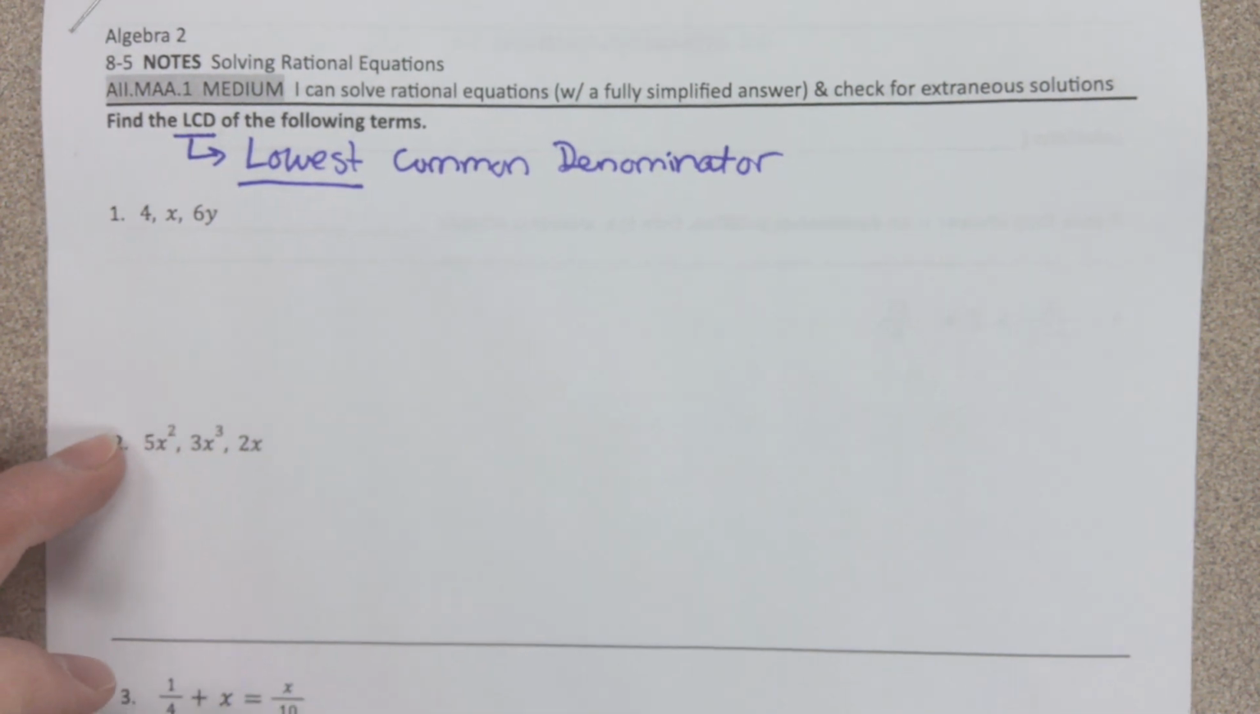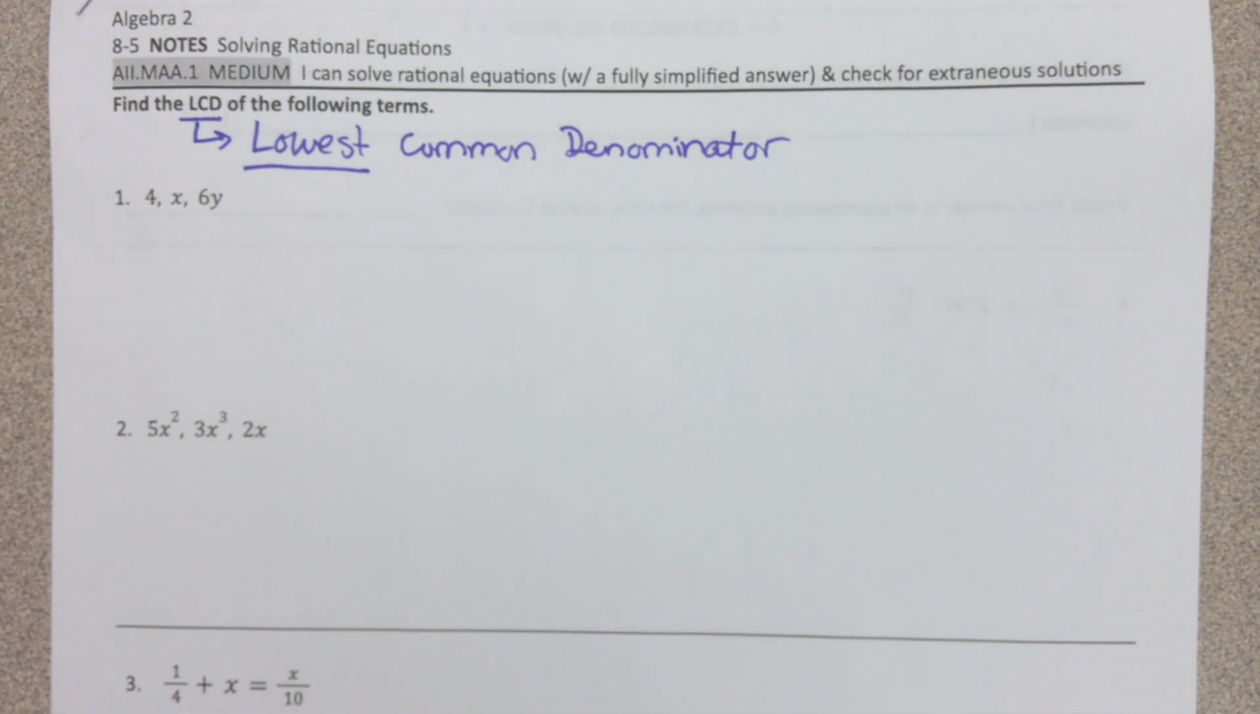Now, a couple of you ran into this issue on the previous homework because there was a problem like that there to kind of trip you up and make sure you're finding the lowest common denominator. Let's look at number 1. 4x and 6y, if those were the denominators, we need to find the LCD of those.